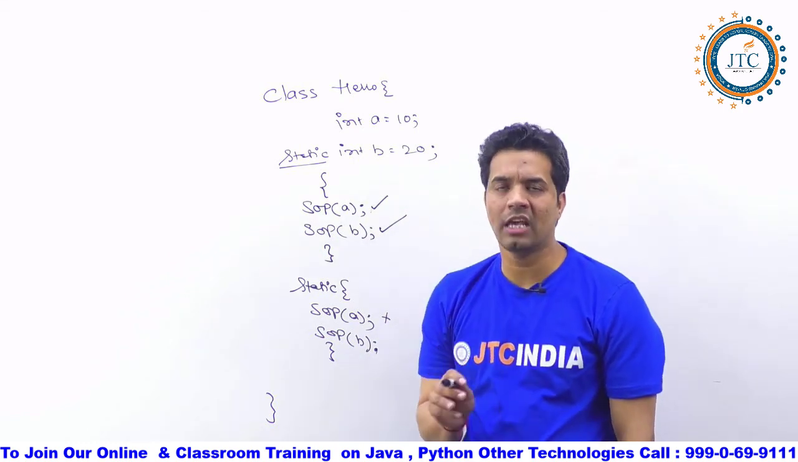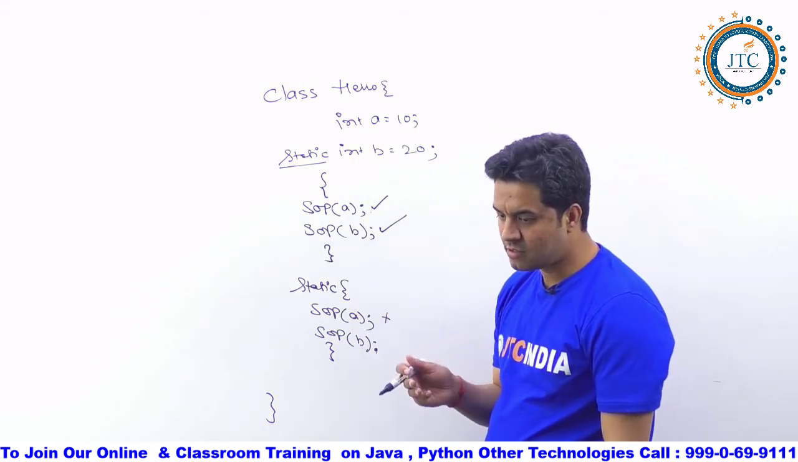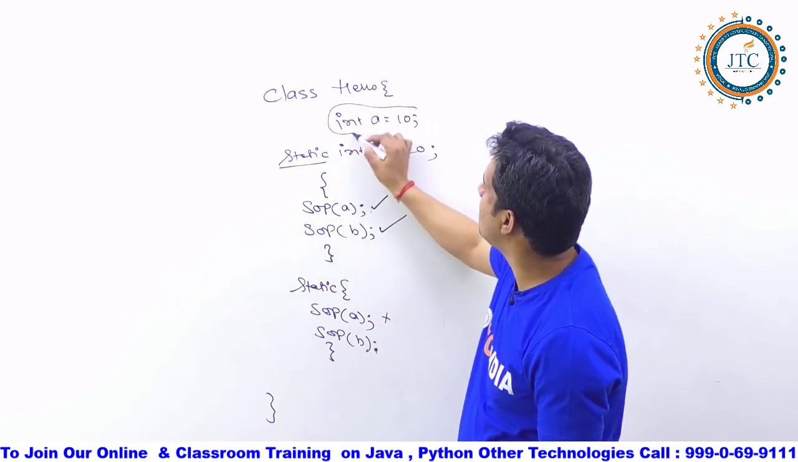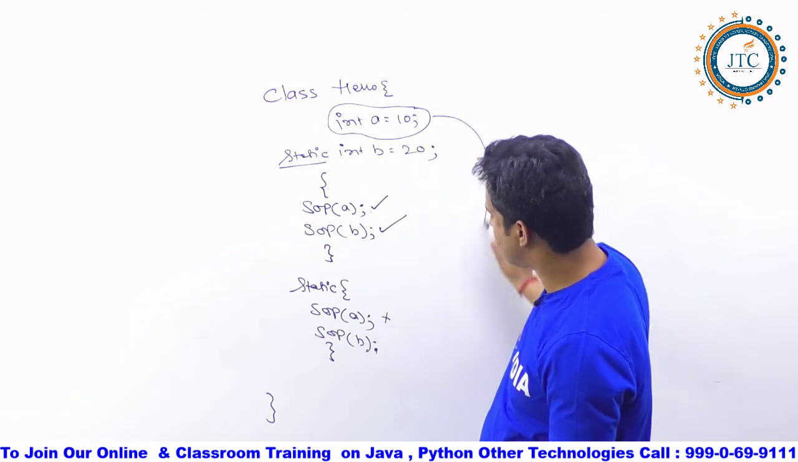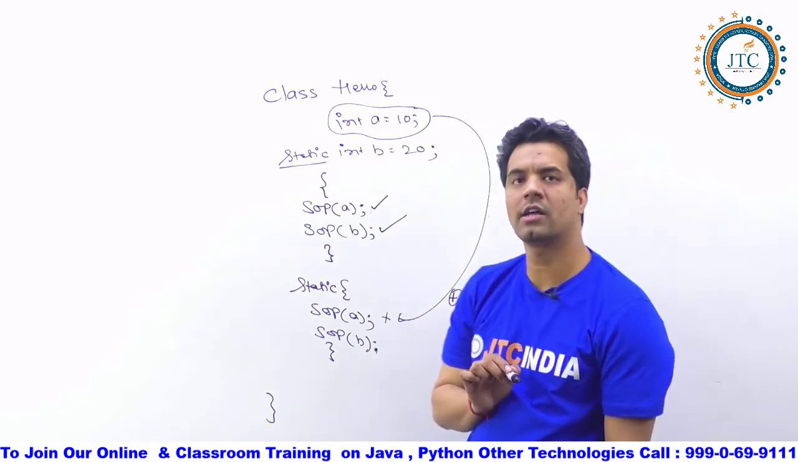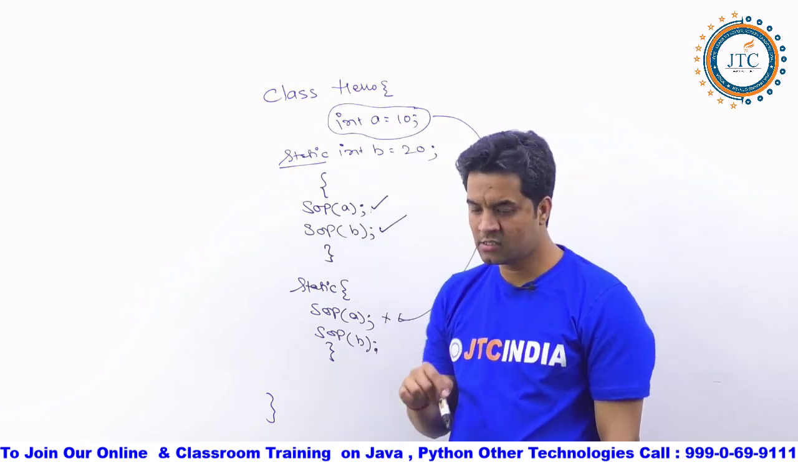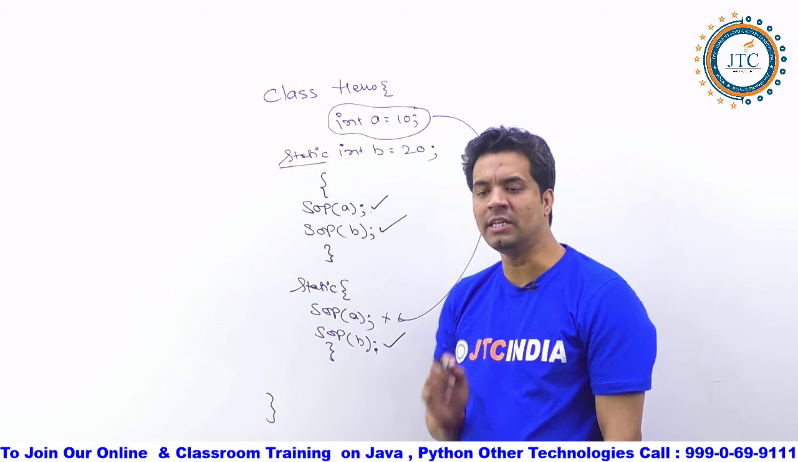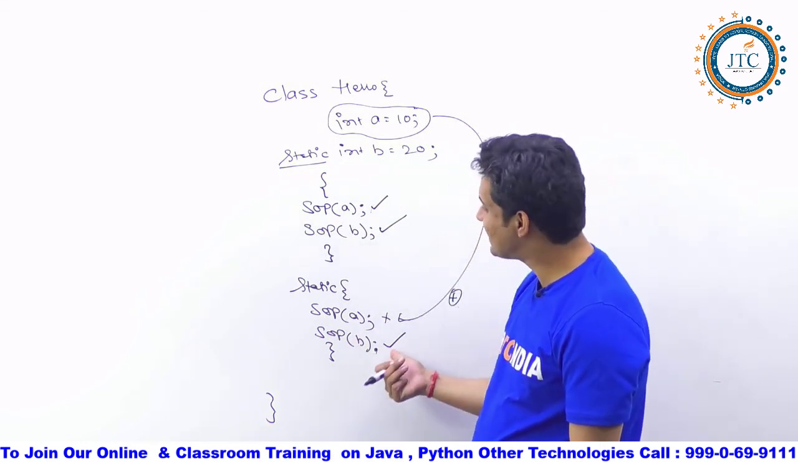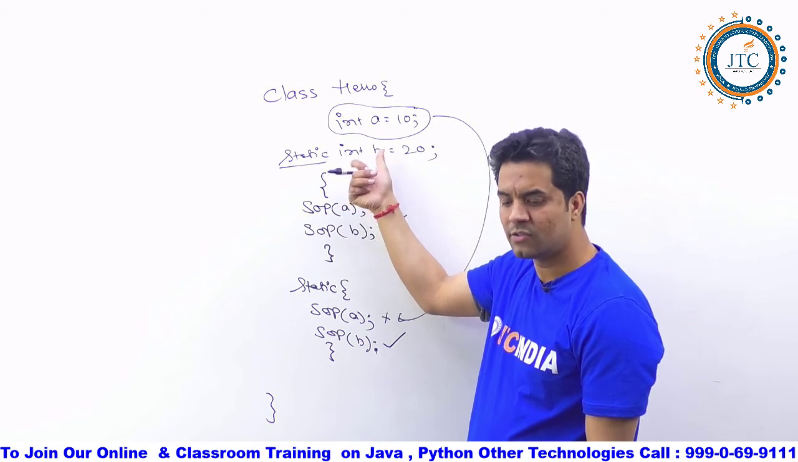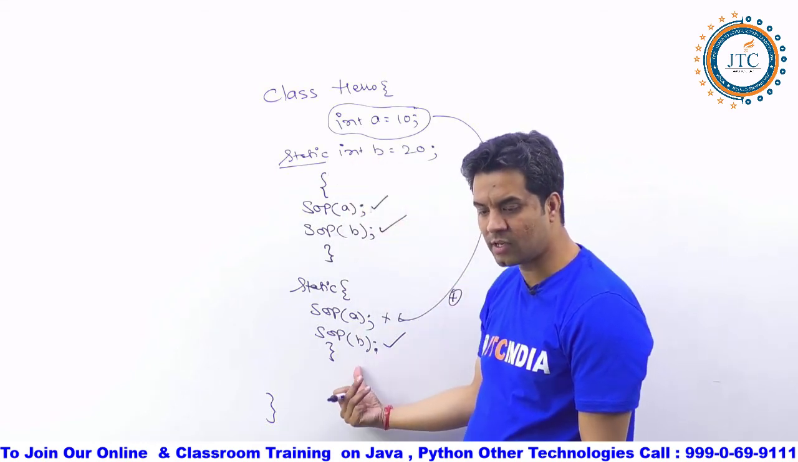We cannot access A here, which means the instance property of a class cannot be accessed directly inside the static context. Whereas this static variable B can be accessed inside this static context. This B, which is the static variable, can be easily accessed over here, right?